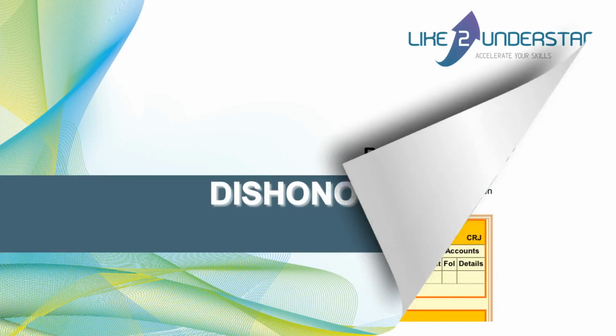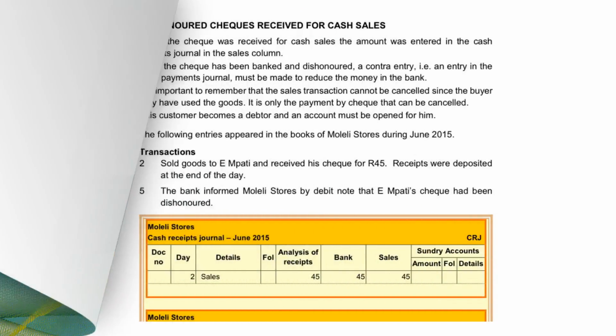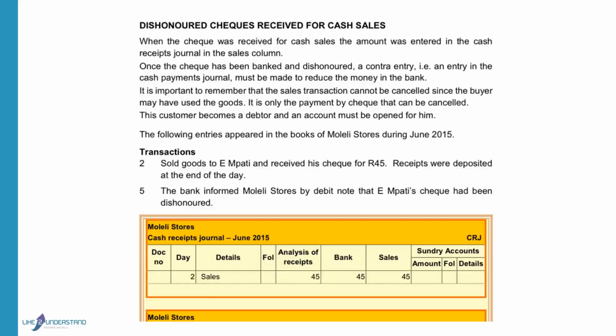Good morning. We will pay attention to dishonoured cheques that were received for cash sales. When the cheque was received for the cash sales, the amount was entered in the cash receipts journal, in the sales column and in the bank column. So we increase the amount of money in the bank and we increase sales.